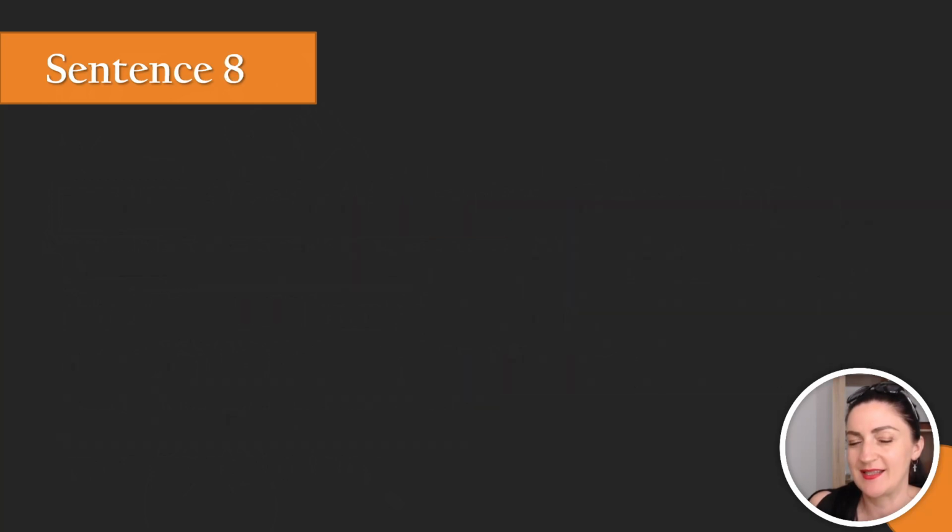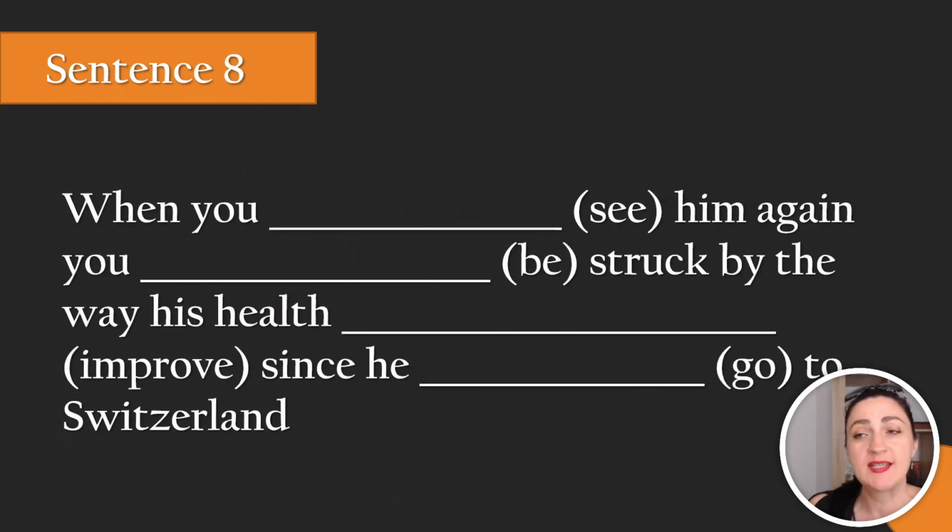Excellent. Sentence number 8. When you see him again, you be struck by the way his health improve since he go to Switzerland. The first part of the sentence is a typical example of complex sentence consisting of when clause and the main clause, which has the form of first conditional sentence. In this case, we know that in when clause, we need to use present simple. And in main clause, will be followed by infinitive.